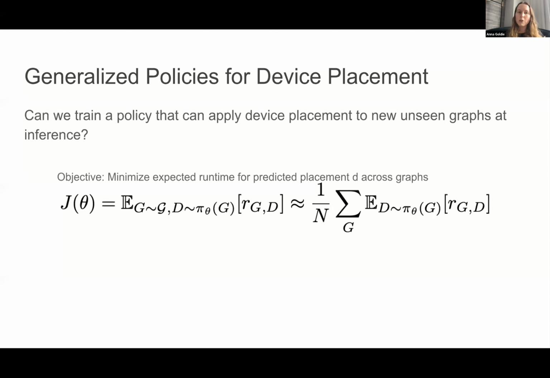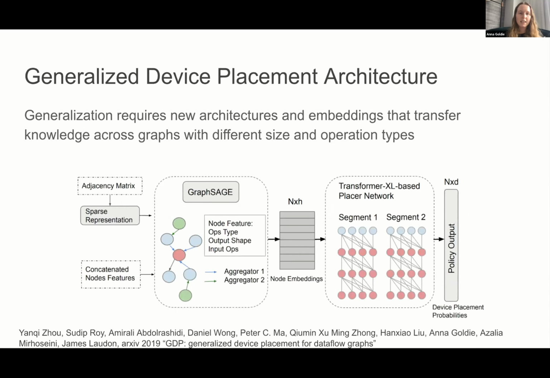So we were doing some follow-up work with colleagues like Yanqi and others, working on generalized policies for device placement, with the objective being to minimize the expected runtime over a set of graphs. So the reward here is expected runtime. And here we use graph neural networks to generate representations of the graph, and we use a Transformer-XL based network to do the placement. And this work was led by Yanqi Zhou and these other co-authors.